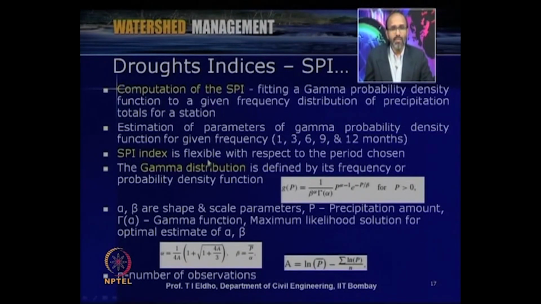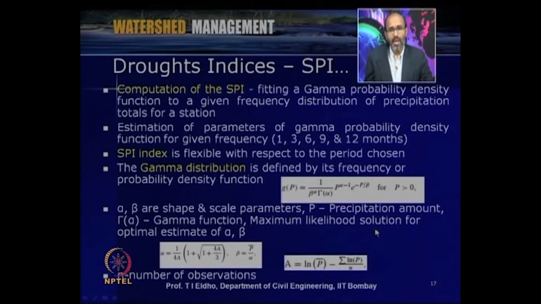Then the SPI index is flexible with respect to the period chosen, and the gamma distribution is defined by its frequency or probability density function, g(p) is equal to 1 by beta to the power alpha gamma alpha, p to the power alpha minus 1, e to the power minus p by beta, for p greater than 0. Here alpha and beta are the shape and scale parameters, p is the precipitation amount, and gamma alpha is a gamma function.